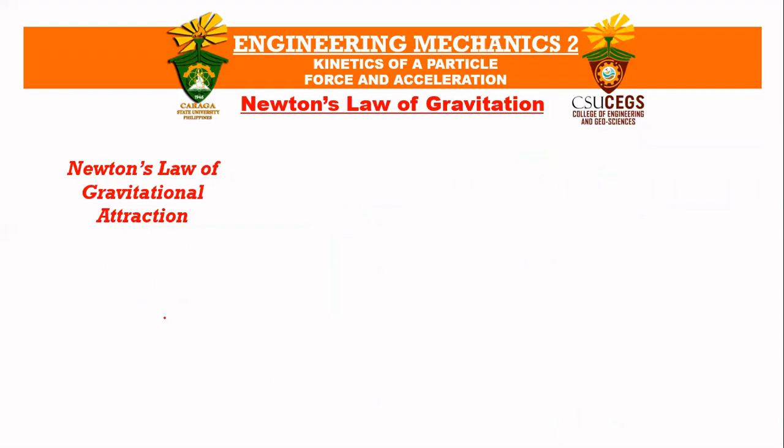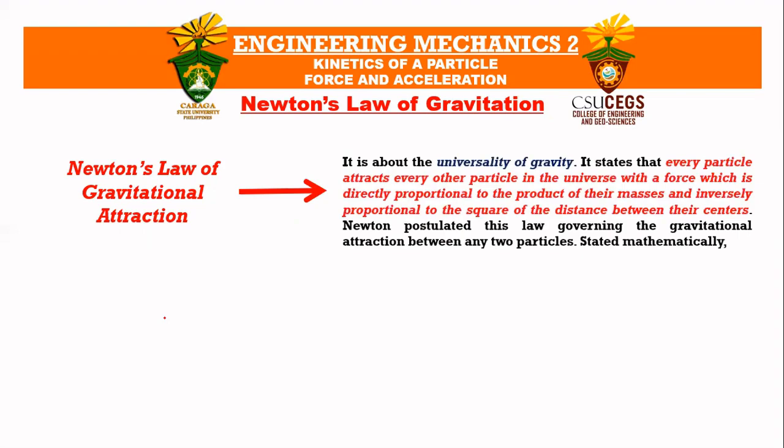Let us discuss the other law postulated by Newton, which is the law of gravitational attraction. This law is about the universality of gravity. It states that every particle attracts every other particle in the universe with a force which is directly proportional to the product of their masses and inversely proportional to the square of the distance between their centers.